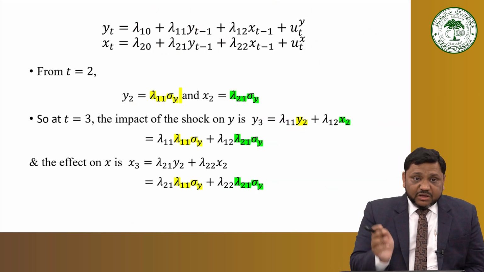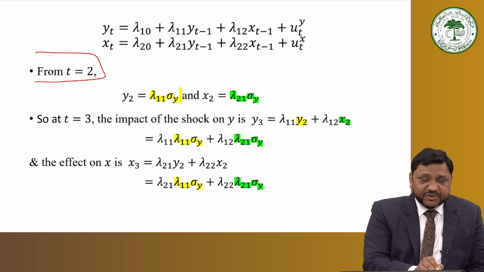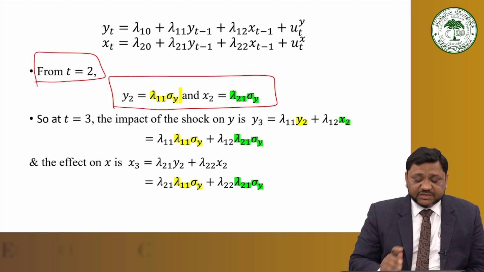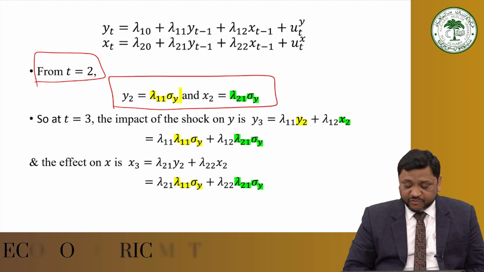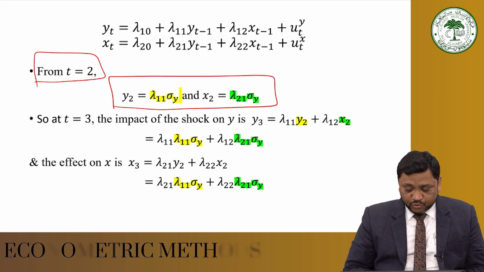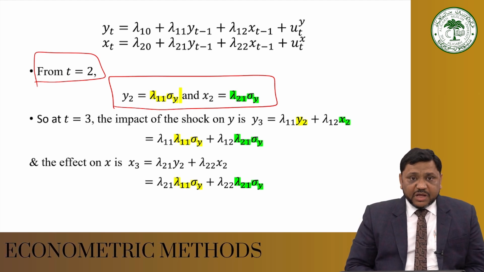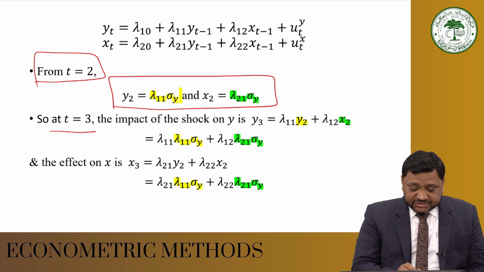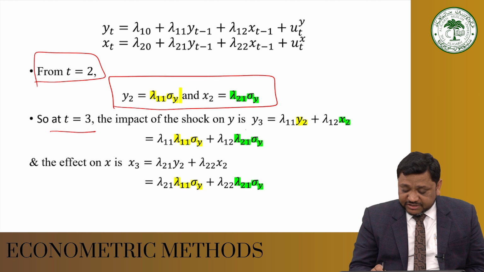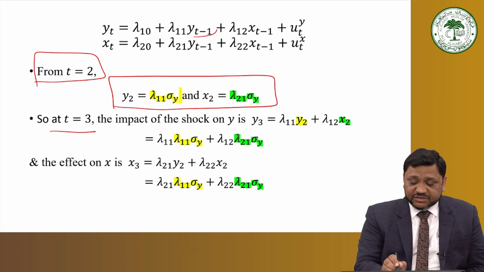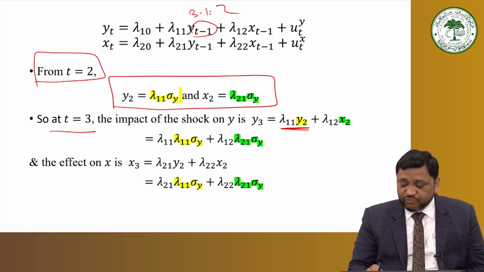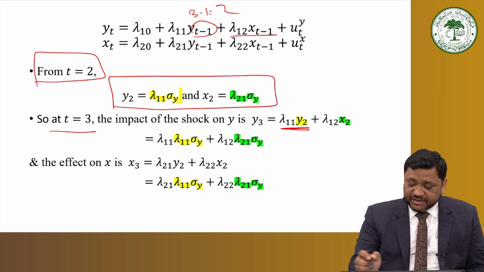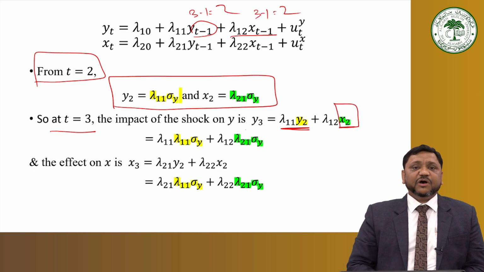Now we have derived what happens at time 2: y2 is equal to lambda 11 sigma y and x2 is equal to lambda 21 sigma y. Now let us take the case when time is equal to 3. The impact of the shock is t minus 1, so 3 minus 1 becomes 2. So it becomes lambda 11 y2. Same thing over here, t minus 1, that is 3 minus 1, equal to 2, so we get lambda 12 x2.